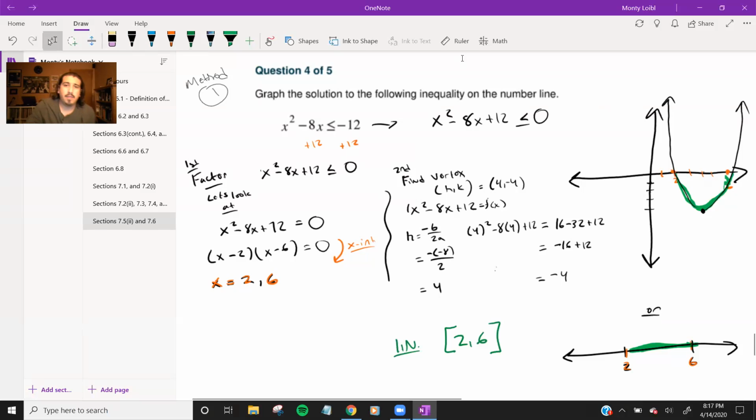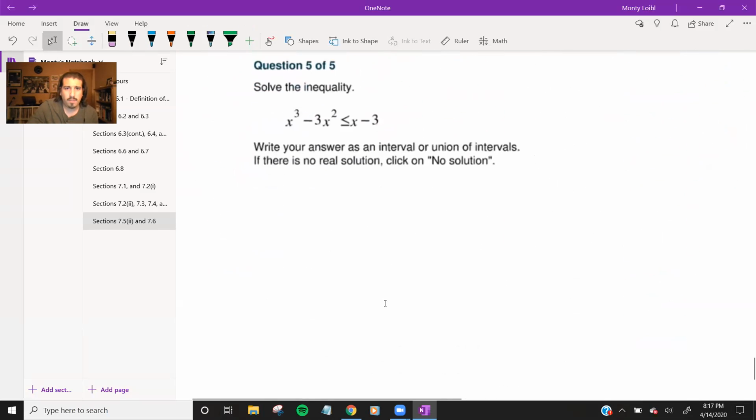Okay, finally, the last problem we're going to look at for tonight is this one. We want to solve the inequality. Now, this is not a quadratic, but a polynomial. But the method is going to be the same.